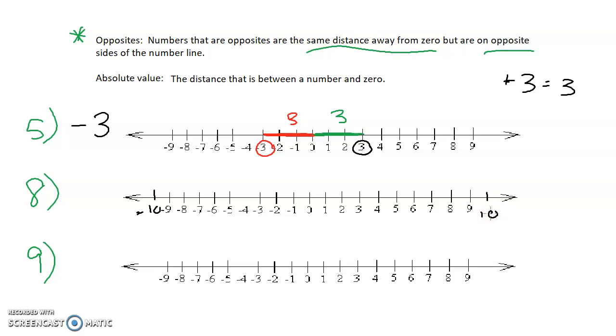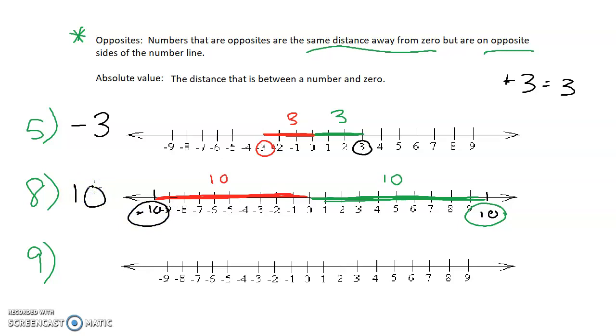All right, so we are looking for the number that is the same distance away from 0. That distance is 10 spaces to negative 10. So we are looking for the number that is the same distance away from 0 in the positive direction. The number that is 10 spaces away from 0 in the positive direction is going to be positive 10. So the opposite of negative 10 is going to be positive 10.